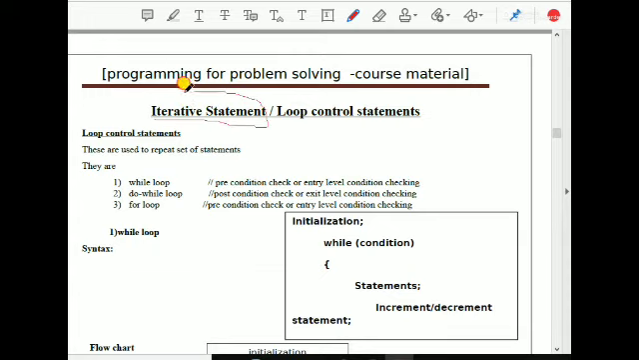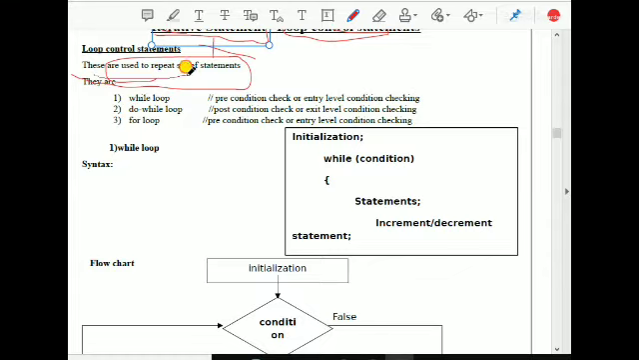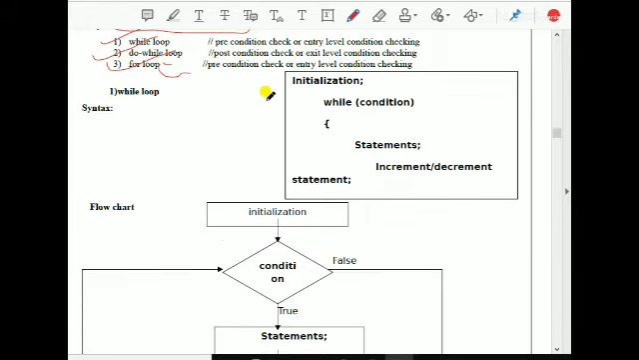Iterative statement means it will repeat until we stop it forcefully, also called loop control statement. See, iterative statements are of 3 types, used to repeat a set of statements. While loop, do while loop, and the third one is for loop. In many programs we use the for loop only, so I think you know the for loop. Anyhow I will explain, but I am telling you like that.